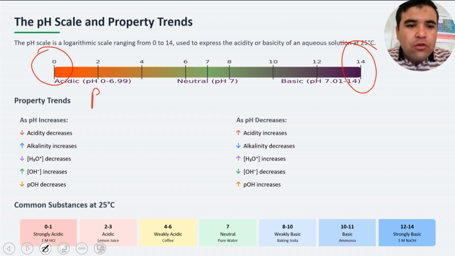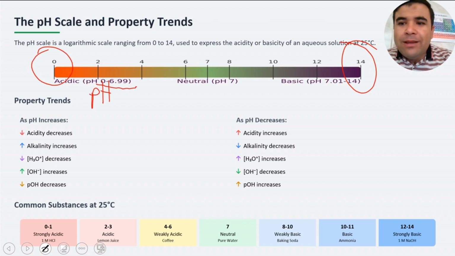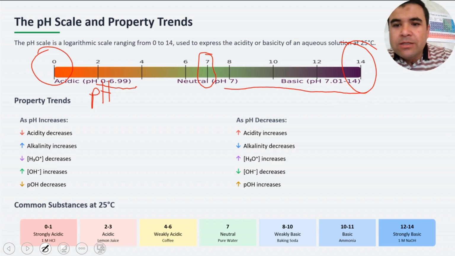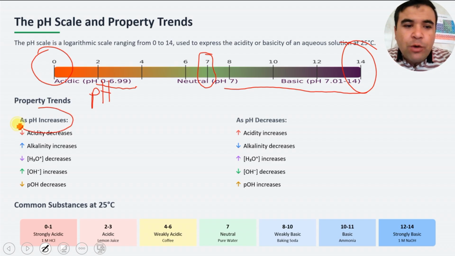So the power of hydrogen, which is represented by pH, ranges between 0 to 14, as we said. Between 0 and 6.99 it's acidic. At 7 it's neutral. Above 7, which means 7.01 till 14, it's basic, alkaline. Guys, as pH increases, what will happen?